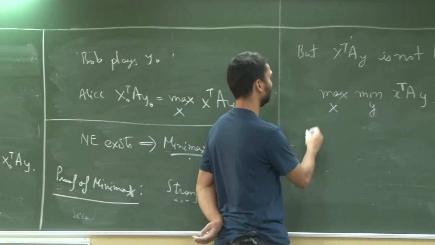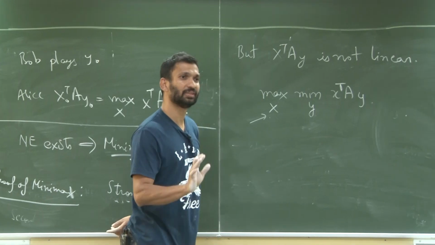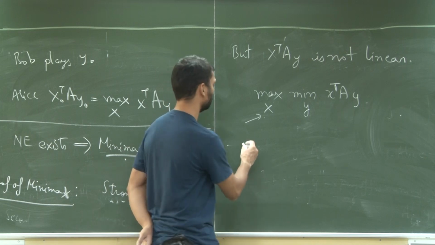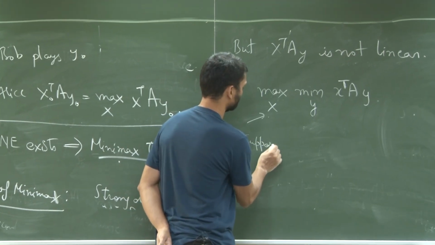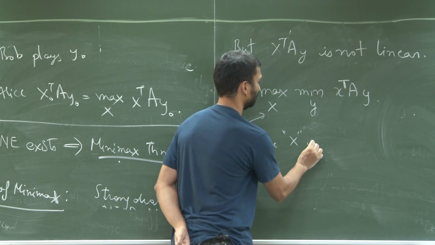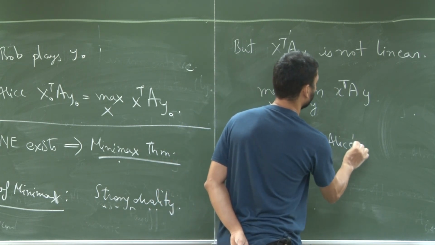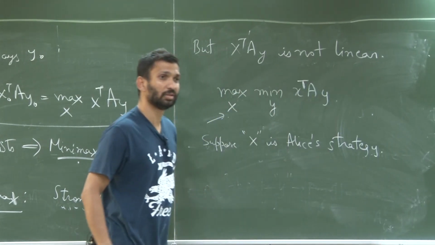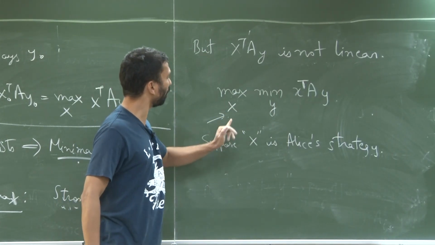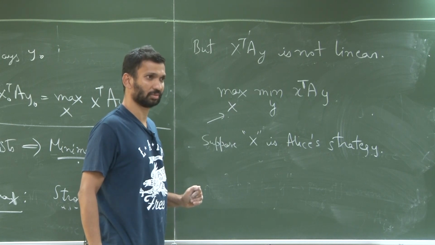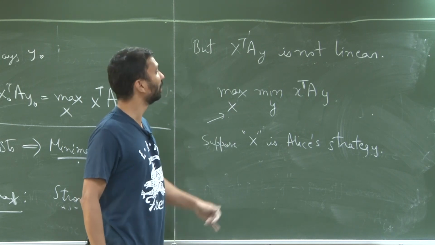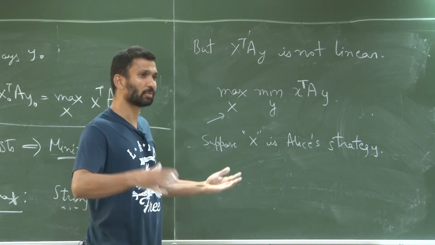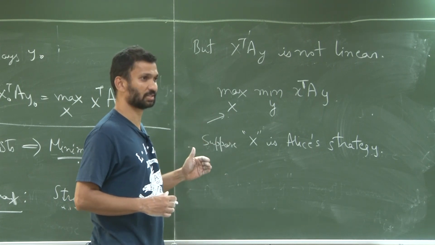Now, let's say Alice's strategy is fixed. Okay? So, suppose X is Alice's strategy, right? And suppose Bob knows about X, right? How will you calculate Y? It's much more simple than that. Forget about linear program. How will you, if you knew X?